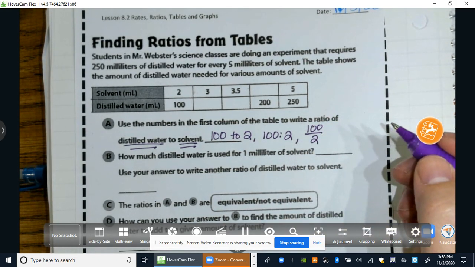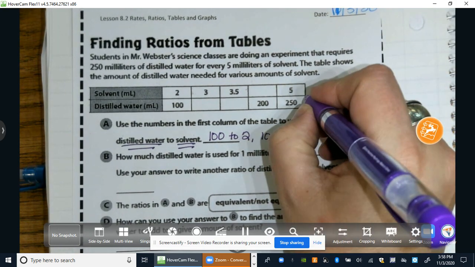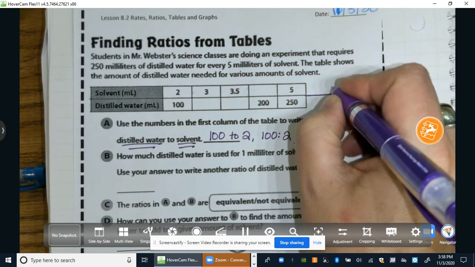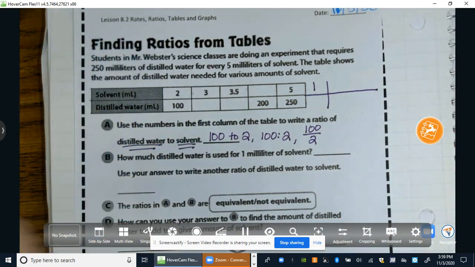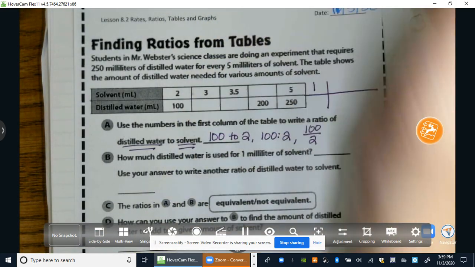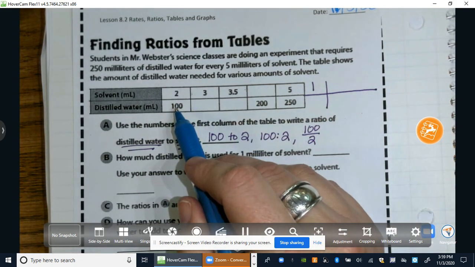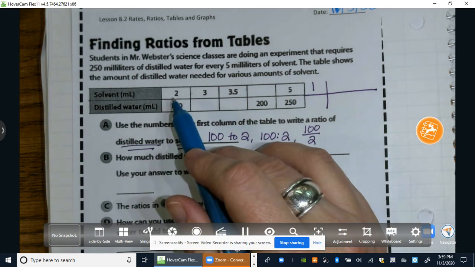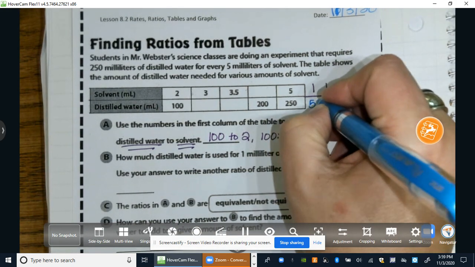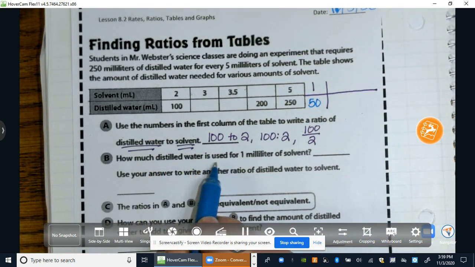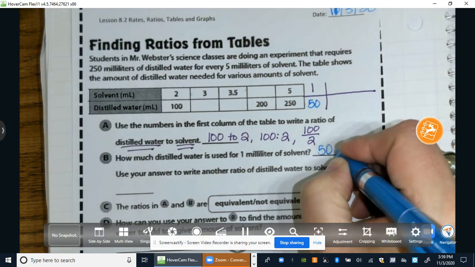How much distilled water is used for 1 milliliter of solvent? 1 milliliter is not on there, but that doesn't stop us. We can extend this table out, and I can put a 1 right there. I can look and go, okay, 1 milliliter of solvent. Well, 2 milliliters is 100. 1 is half of 2, so all I have to do is halve this 100, which gives me 50. So how much water is for 1 milliliter of solvent? It would be 50 milliliters.